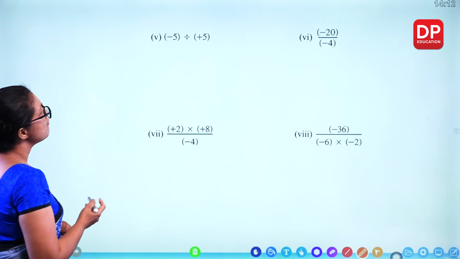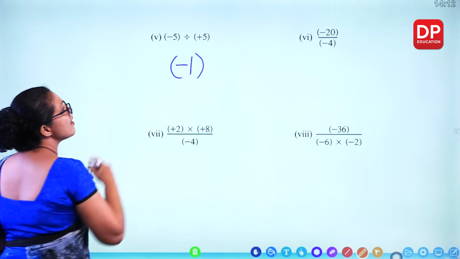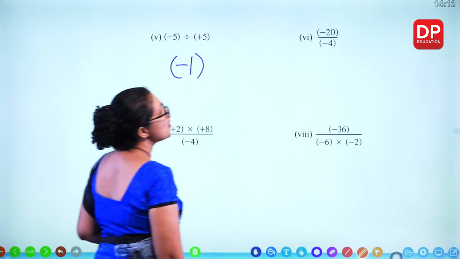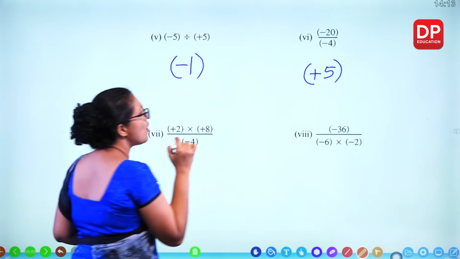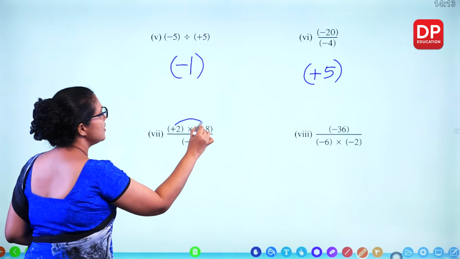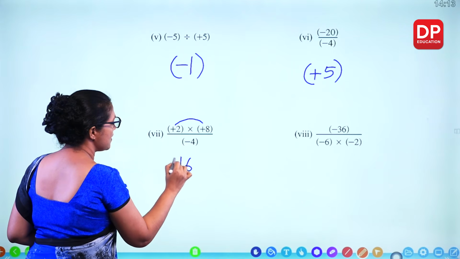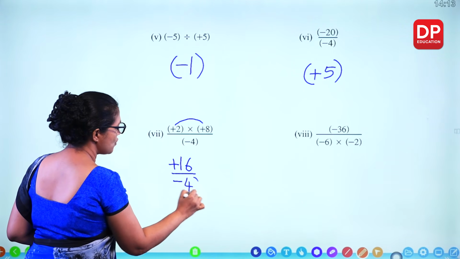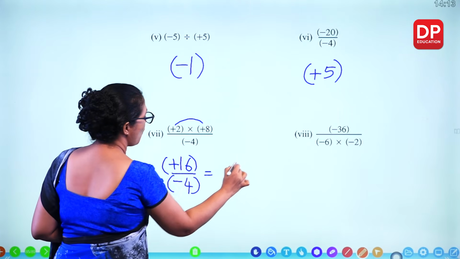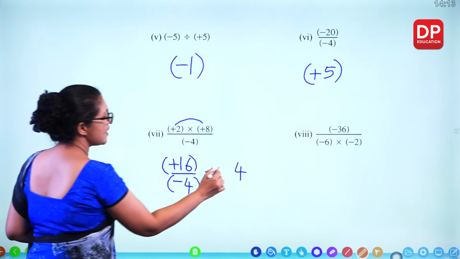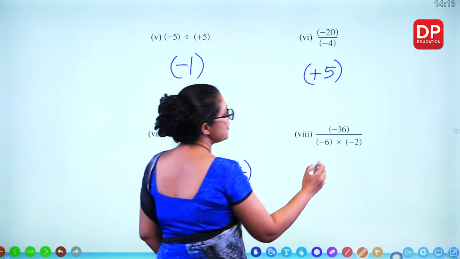Negative 5 divided by 5. 5 divided by 5 is 1. 1 is positive, 1 is negative. Answer is negative 1. 20 divided by 4 is 5. Both negative means answer is positive. Now here 8 times 2, 16. Both positive, that's positive. Now you have to divide by this. 16 divided by 4, that's 4. 1 is positive, 1 is negative. Answer is negative. This one we can simplify the denominator first.